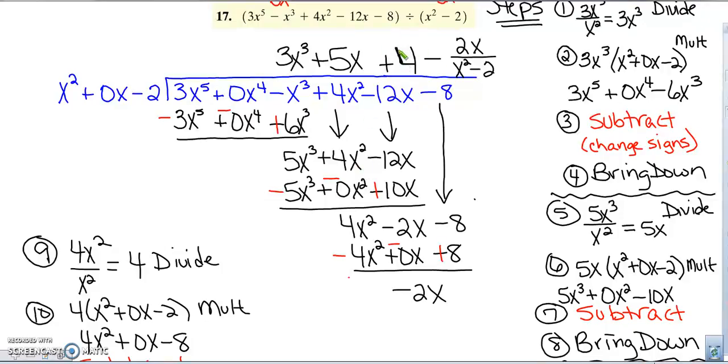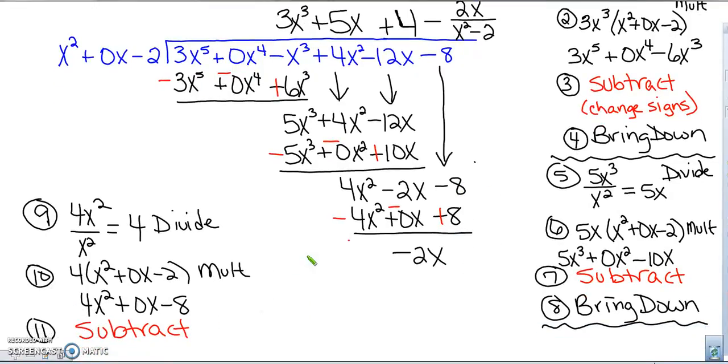We then multiply the 4 times the divisor. We end up with this, which I wrote here. Change the signs. This was positive, make it negative. This was negative, make it positive. Subtract, this cancels. Negative 2 minus 0 is still negative 2x. This is 0. We have nothing else to bring down after we've done our subtraction, so this is the remainder.